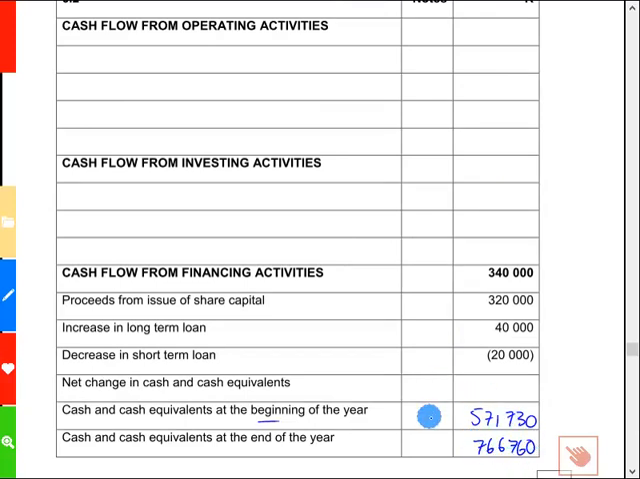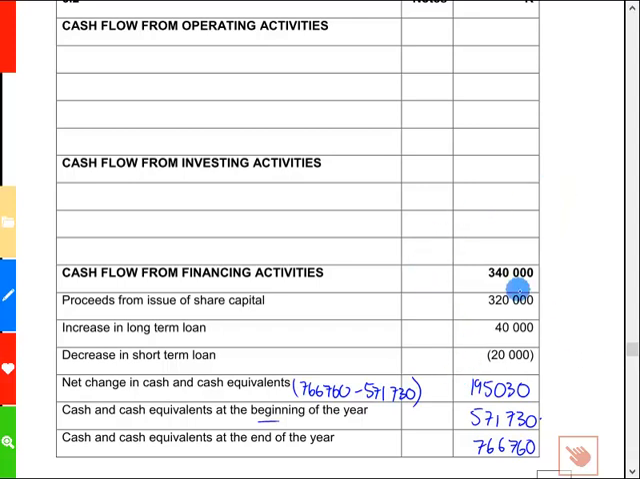And what happened here? Did we get more cash or less cash during the year? Cash actually increased. It went from 570 to 760. So the difference there is our increase of 195,030. And you can show your calculation: 766,760 minus 571,730. Happiness. You were not asked to do this note, so that would be sufficient.